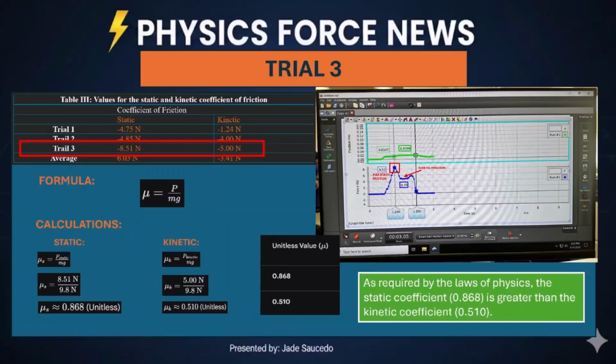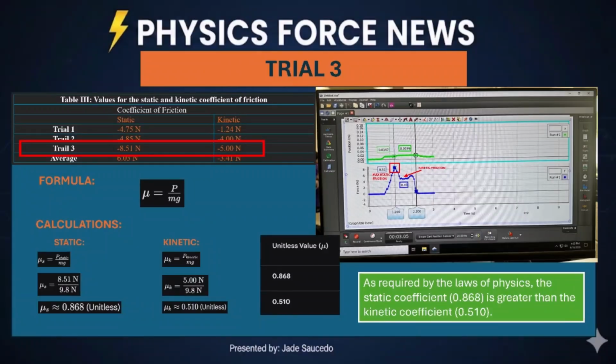To understand this outlier, we have to look at the math step by step using the formulas provided in our activity outline. First, we established our normal force. On a flat surface, the normal force is the weight of the cart, calculated as mass times gravity, or more commonly for us, mg. Assuming our standard lab mass of 1 kg, our denominator is 9.8 newtons.